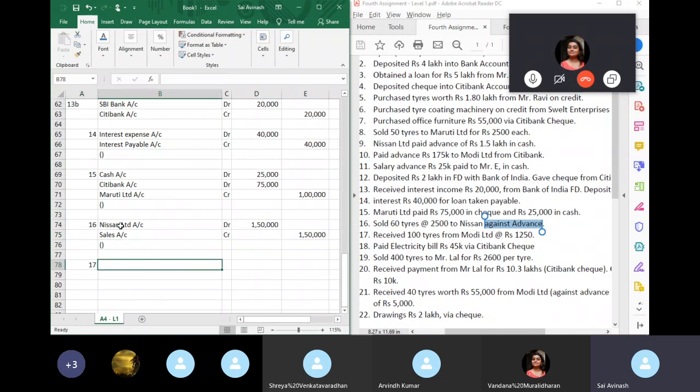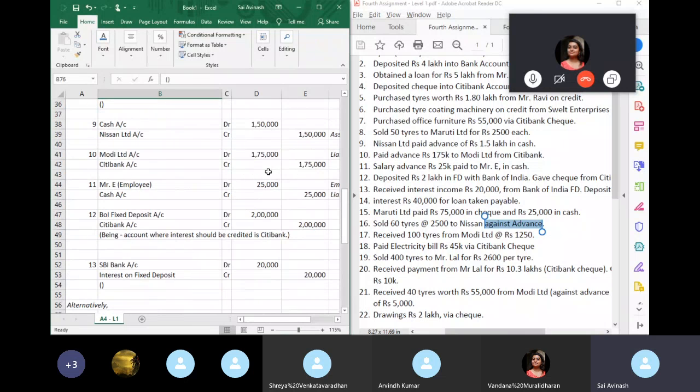Okay. So we know that Modi Limited is our vendor because we're receiving tires from him. So Modi Limited. Right? Because these are tires and they are used in my business, its purchases account increases. And the value is 1,250 into 100 tires. Right? 1,25,000 worth of tires. So if you want to understand how this business happened, when did I previously transact with Mr. Modi? Paid advance of rupees 1,75,000. So what had happened here? I needed tires from Modi Limited, so I gave an advance of rupees 1,75,000. But we don't know how much I ordered.